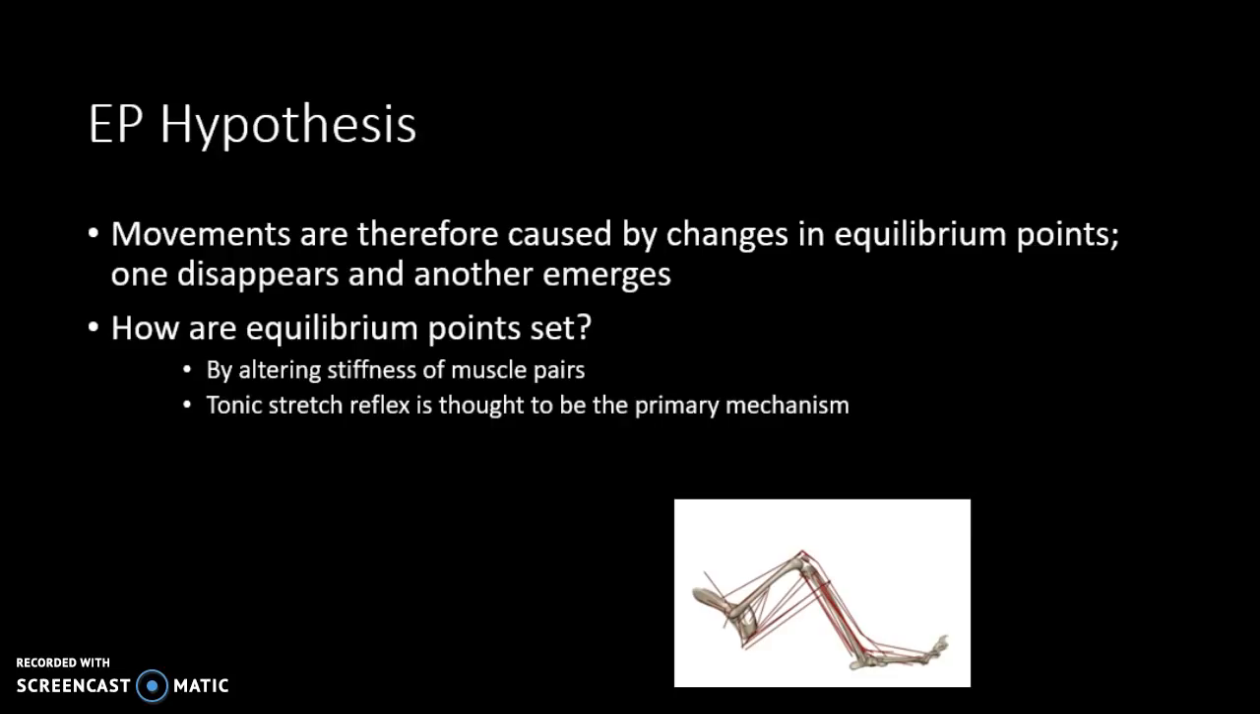So movements are therefore caused by changes in equilibrium points. One disappears and then another emerges. So how are these set? It could be by altering the stiffness of different muscle pairs, or the tonic stretch reflex, which is thought to be the primary mechanism.